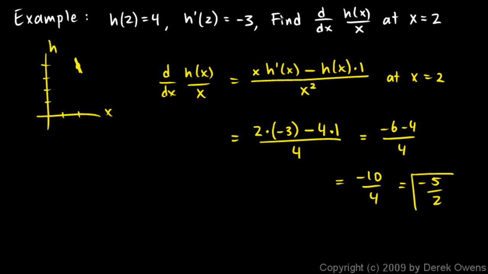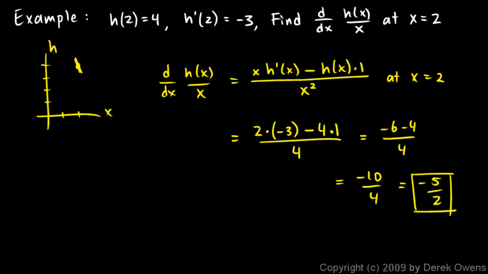negative 5 halves. Okay, now I want to address one question here. One of my students asked me, when we do the low d high minus high d low right here, when we do the derivative of the denominator right here, if x is 2, right there, why don't we say the derivative right there is 0?